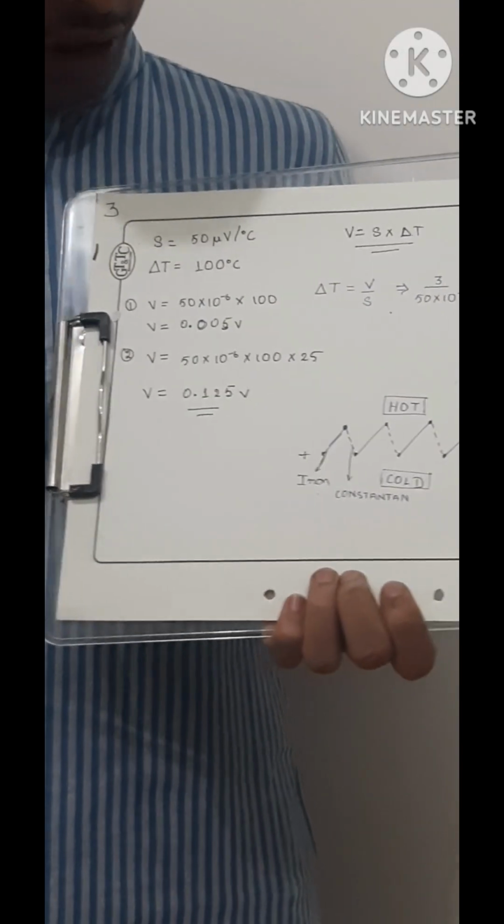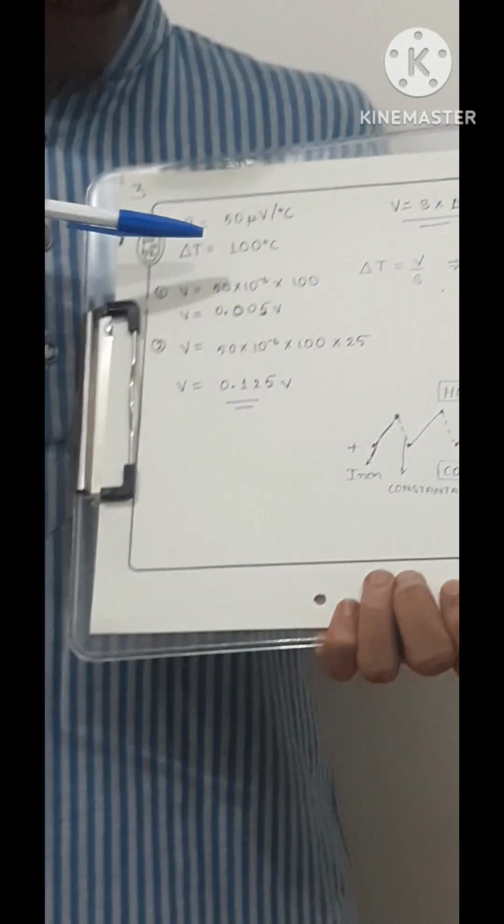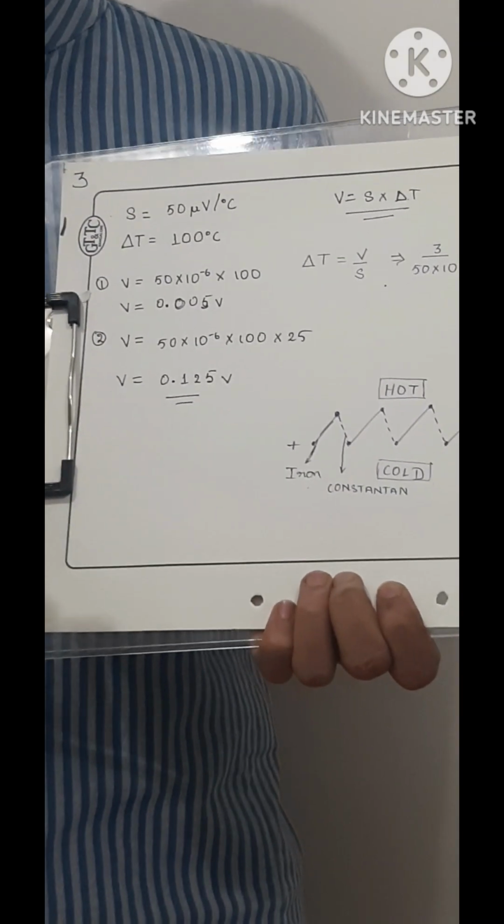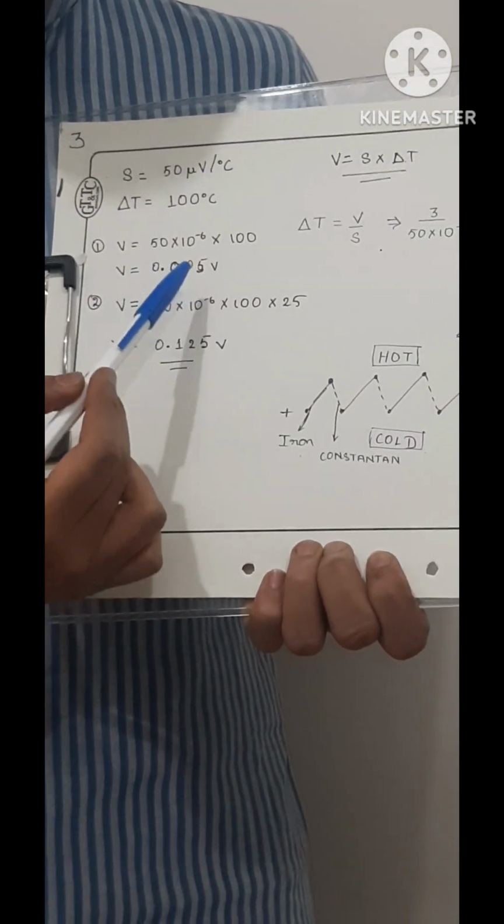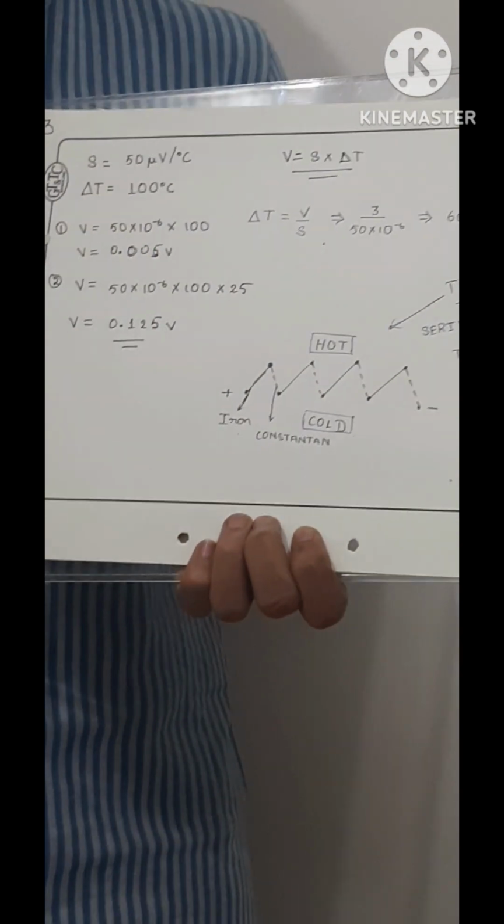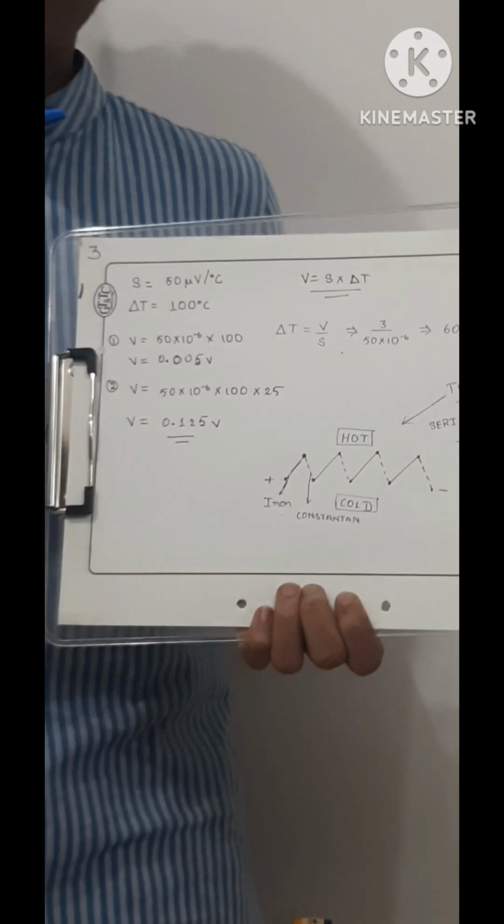The Seebeck coefficient of the J-type thermocouple is 50 microvolts per Kelvin or Celsius. When a 100 degrees temperature difference is applied, one thermocouple will produce 0.005 volts, which is very low. But we cannot increase the temperature because it is impractical. Now let us increase the number of thermocouples.